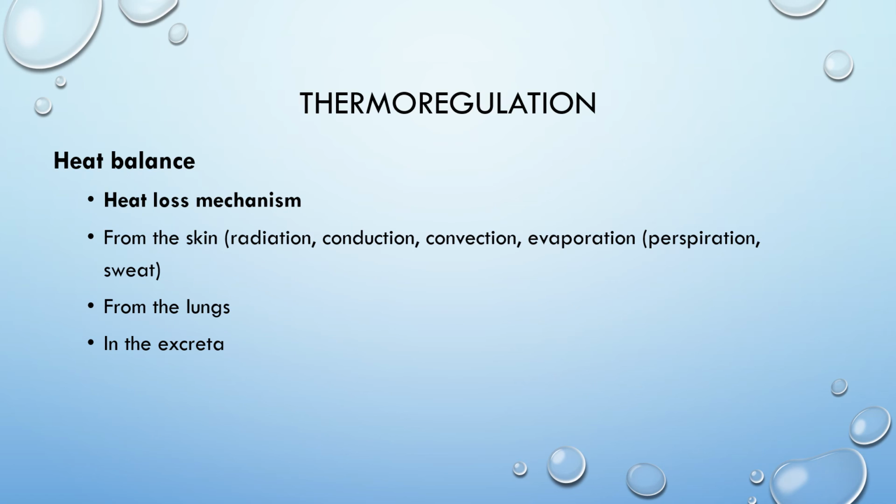Whereas for heat balance, the heat loss mechanism can be via three routes: from the skin, from the lungs, or in the excreta, via the same processes: radiation, conduction, convection or evaporation, perspiration, or from the sweat.